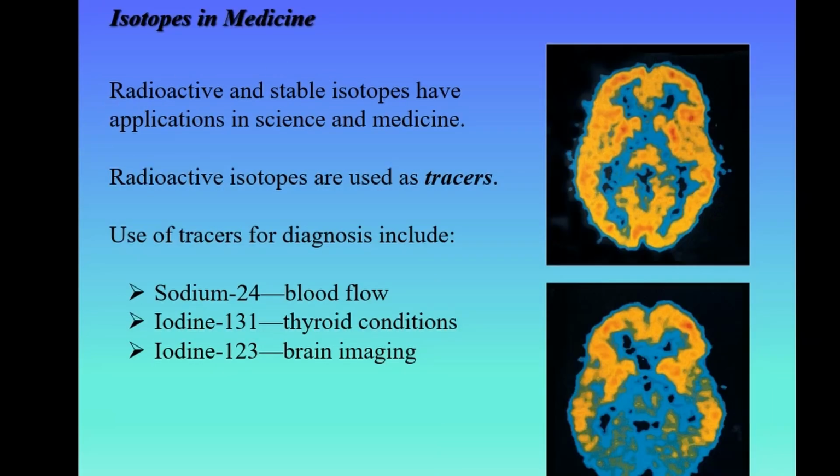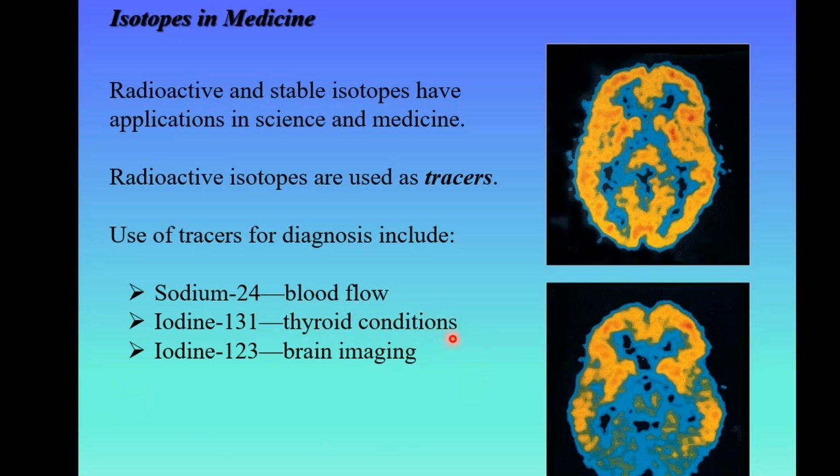So isotopes in medicine, radioactive and stable isotopes have applications in science and medicine. And we just saw this with the carbon-14 being used as a tracer to figure out where in photosynthesis the plant takes the CO2 and where does that carbon ultimately go. So sodium-24, radioactive, you can put that in your blood, then take an image.